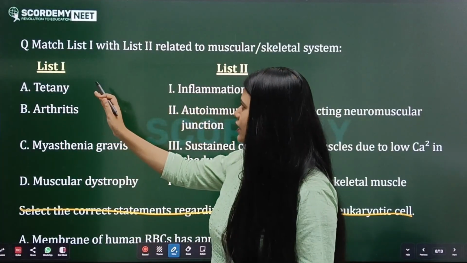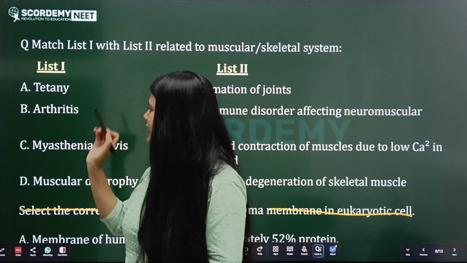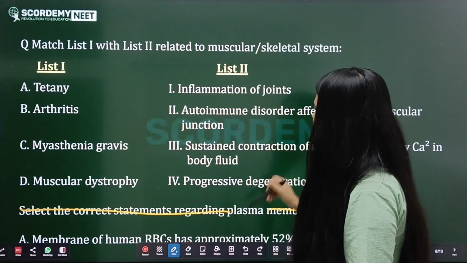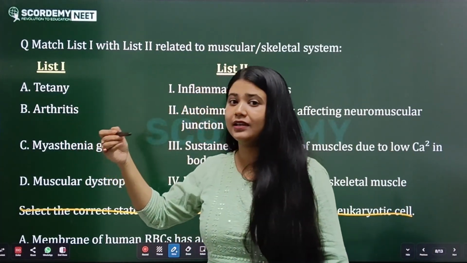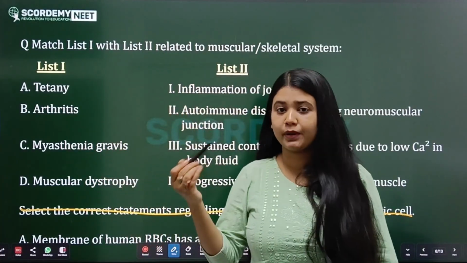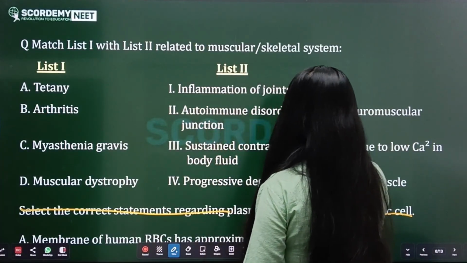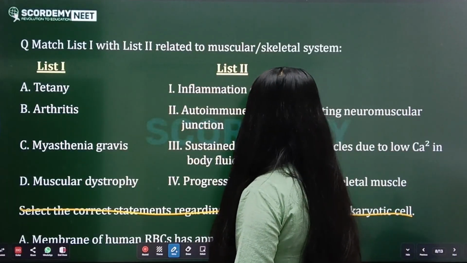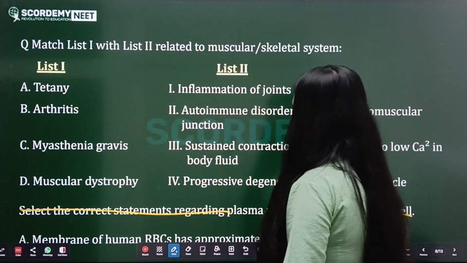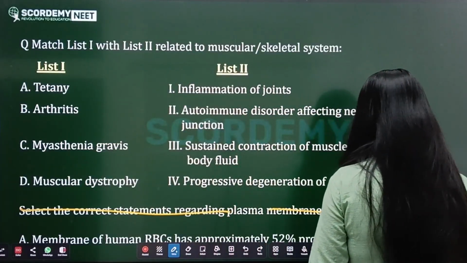See, in list 1 you have certain medical conditions or diseases: tetany, arthritis, myasthenia gravis, muscular dystrophy. Here you need to match them with how they affect a human body. Here you have inflammation of joints, an autoimmune disorder affecting the neuromuscular junction, then option 3, sustained contraction of muscles due to low calcium in body fluid, then 4, progressive degeneration of skeletal muscle.